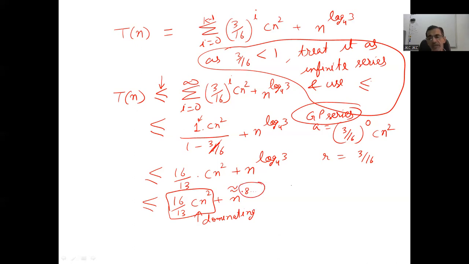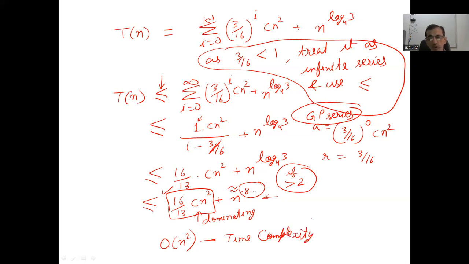Had this factor been greater than 2, then this term would become the dominating one, but only if greater than 2 had been there. Otherwise, I can say this is the dominating term. So I can easily say order of Cn square becomes my time complexity. So using recursion tree, this is how we calculate recurrence relation solutions.